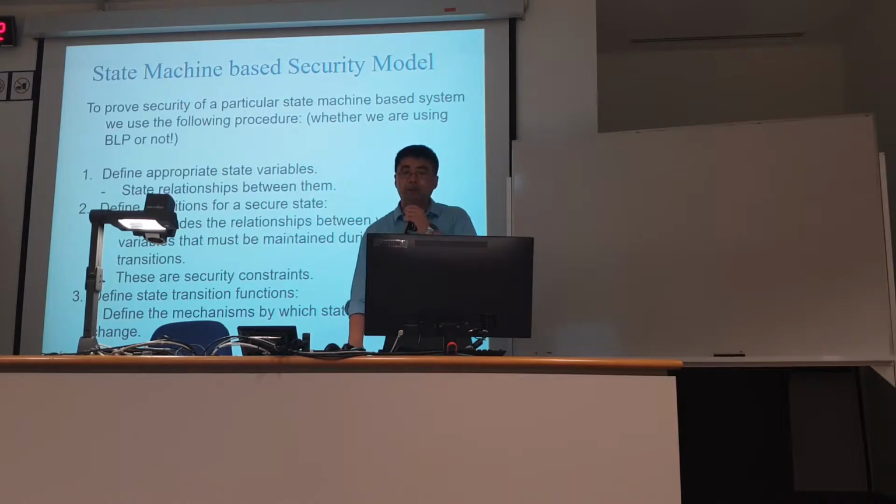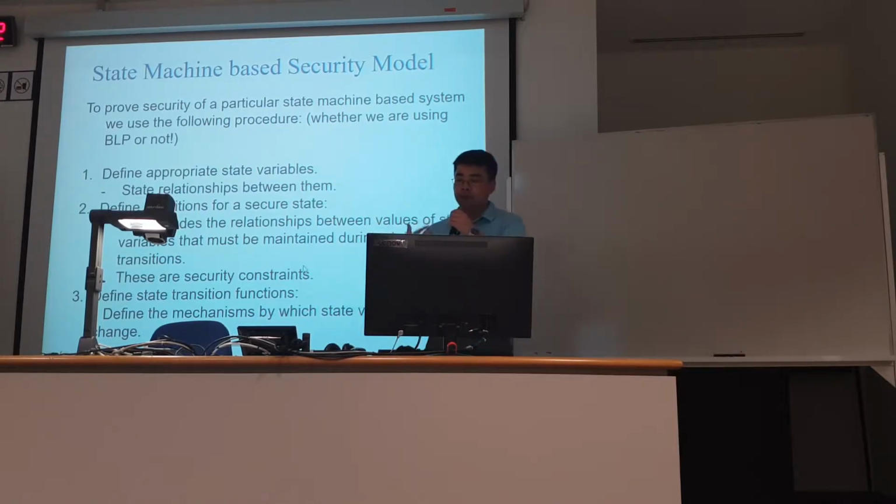For example, in the BLP model, the definition of a secure state means that in the current state, all the operations performed by the subjects against objects satisfy no read up, no write up, and also discretionary access control. So if all the current actions performed in the system follow the policy, that means the system is in a secure state. Then you can define the state transition functions.